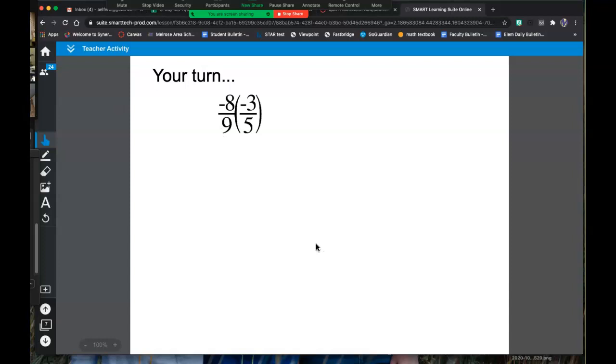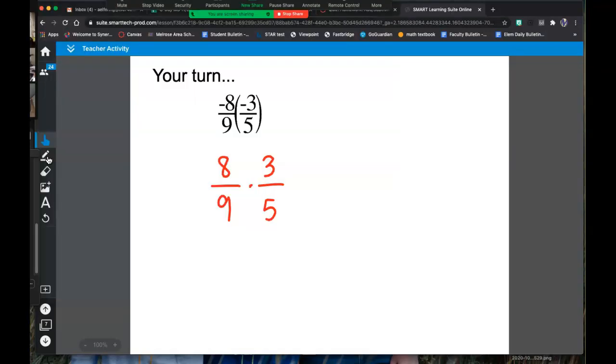Okay, so I'm going to have you split your screen or make sure you can see the Zoom call and my work so you can compare your answer. When I look at this one, I know right away my answer is going to be positive for a final answer because a negative times a negative is positive, right? 2 negatives make a positive. And so then I see I have 8/9 times 3/5.